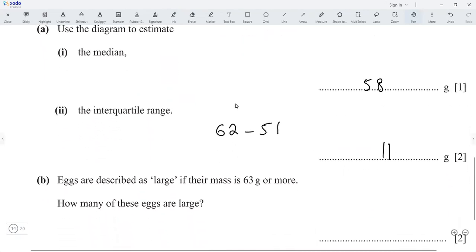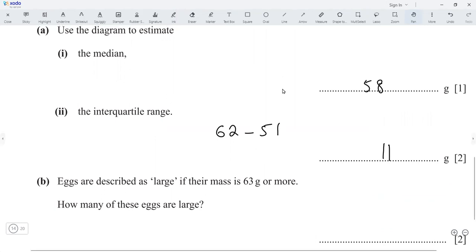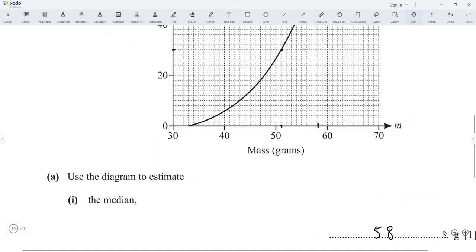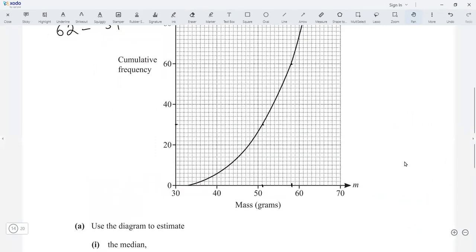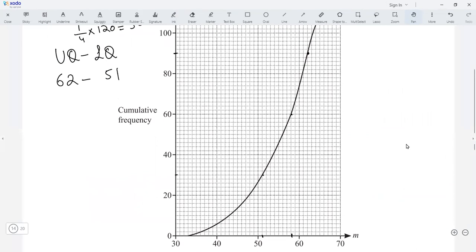The next question is basically saying that eggs are described as large if their mass is 63 grams or more. So how many of these eggs are large? Eggs are large when the mass is above or equal to 63 grams. So we have to check on the x-axis where 63 is lying. 63 is 3 small boxes from 60. So 3 small boxes from 60.